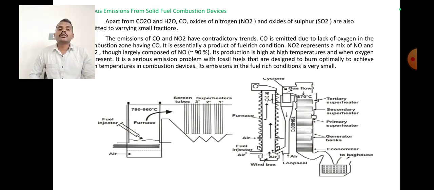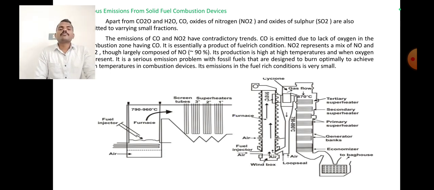Then it passes to the second stage, the secondary superheater, where the temperature increases further. The last stage is the tertiary superheater. The temperature of the steam increases to around 500 or 650 degrees Celsius. Then it is passed to the steam turbine. By expanding the steam, the steam turbine starts rotating. The steam turbine is connected with the generator, so the generator also starts rotating, and by rotating the generator we produce electricity from the plant.